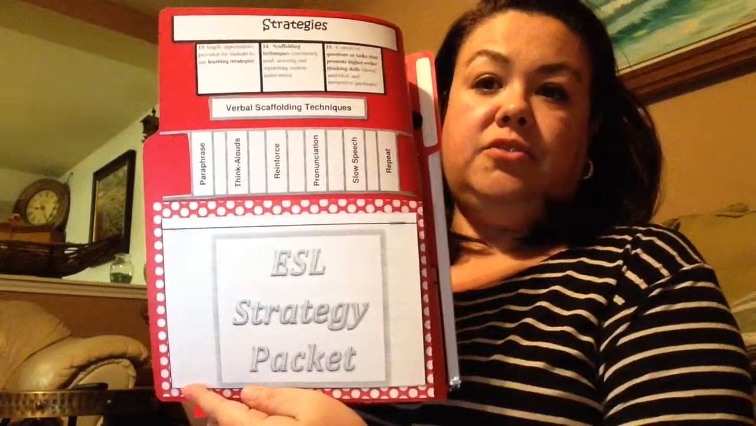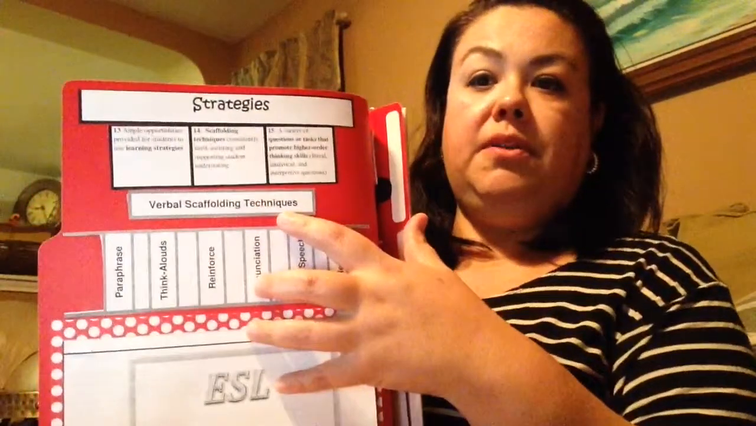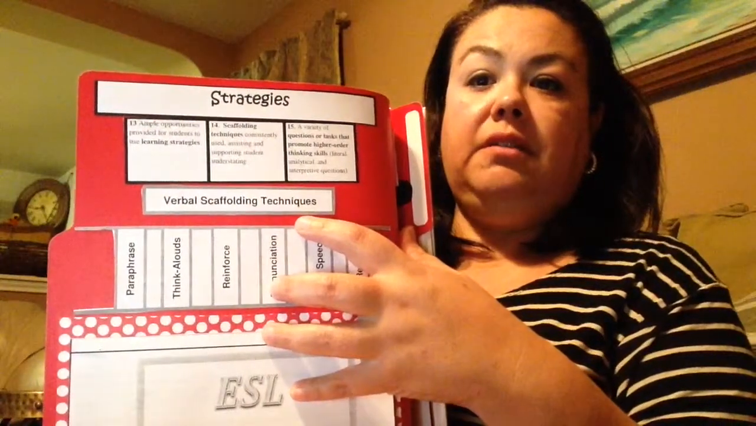Okay, and the next page is strategies. And these are just some other information like verbal scaffolding techniques, and this right here is to the side, but you can use paraphrase, think aloud, reinforce, pronunciation, slow speech, and repeat.